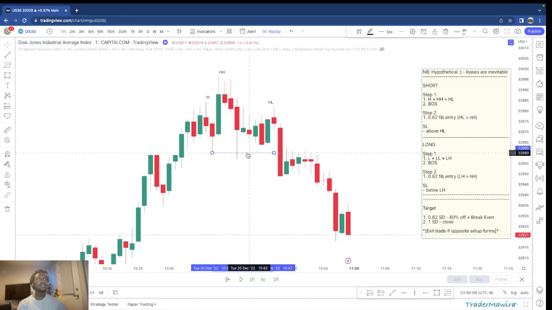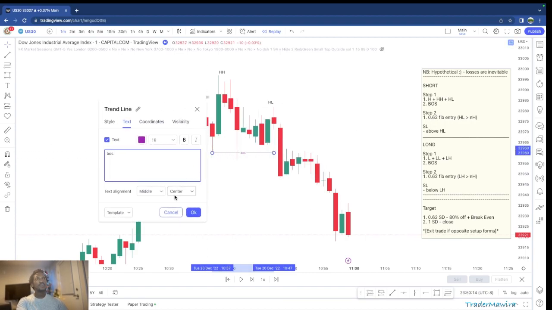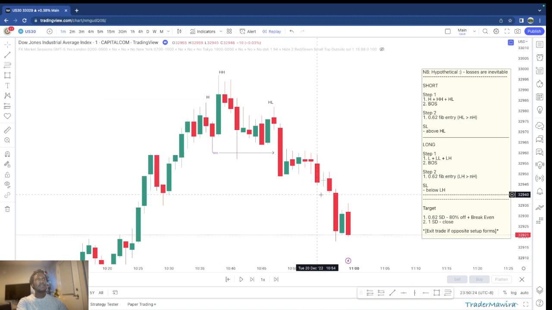Pretty much you can name it if you want to. Right there shows a break of structure on the bottom, on the middle. You can have it on the right, you can have it on the left, whatever you want. I think I like it in the middle. So right there we have a break of structure.